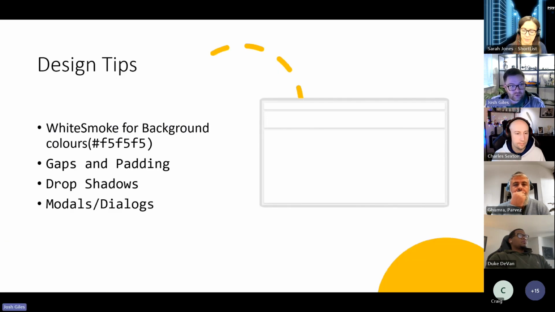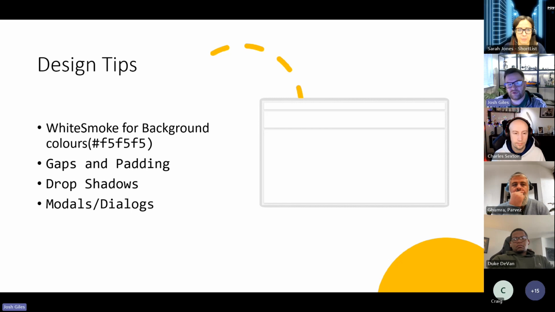So some more design tips then. Things that I found: using white smoke for background colors for a custom page to match the other background colors within a model-driven app. You see on screen there, it's that hex code, and that seems to match in quite well with everything as a background color. Gaps and padding, I tend to use around 15 to 20 for the gaps and padding, and that seems to match quite well with all of the existing design within a model-driven app. It gives you a nice starter for 10, really.